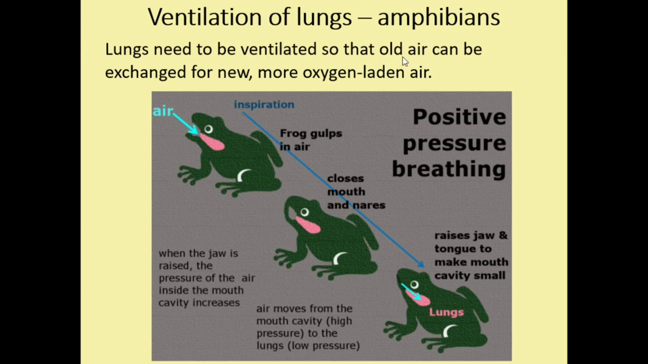So we know that lungs need to be ventilated. So we need to get rid of old air that contains carbon dioxide, and we need to bring in fresh oxygen-rich air. So that needs to be done. Different animals will do that in different ways though. So we can see with this frog, they use positive pressure breathing or positive pressure ventilation. So the way that works, we can see the frog here, we can see its lungs in pink. And remember what I said earlier, that amphibians, such as frogs, will have quite primitive lungs.